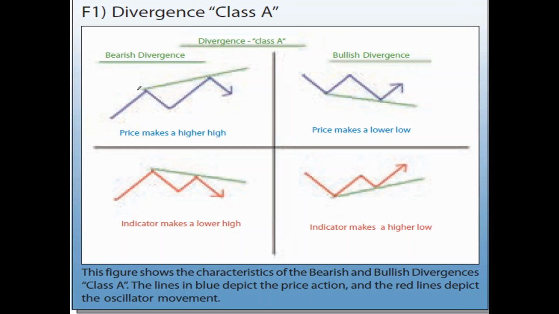As you can see, in the bearish case, prices are making higher highs and the indicator makes a lower high. In case of bullish divergence, prices make a lower low and indicators make a higher low. All right. So this is class A divergence.